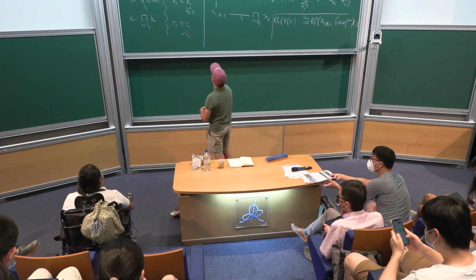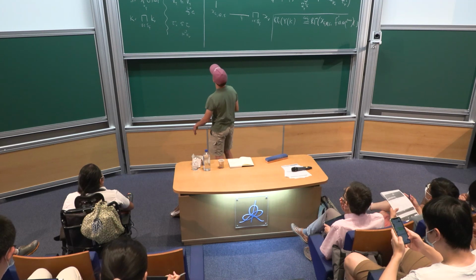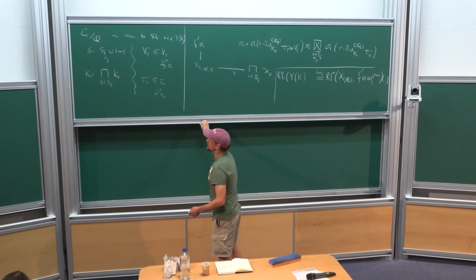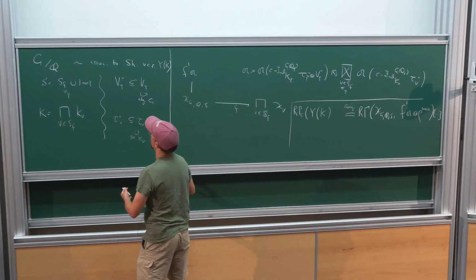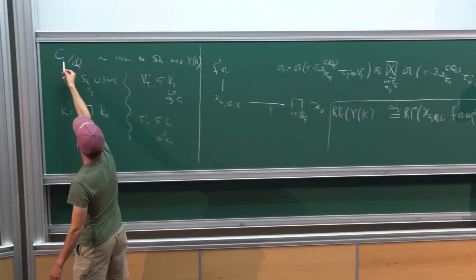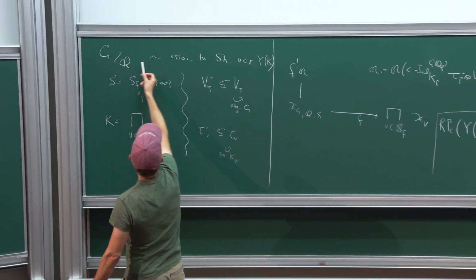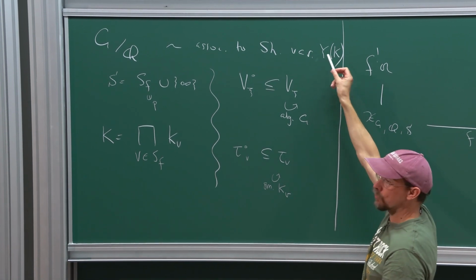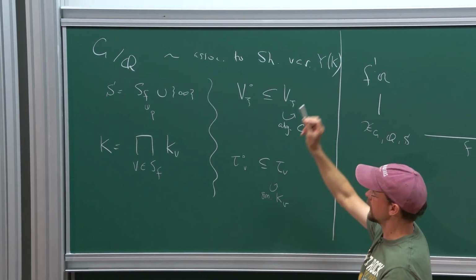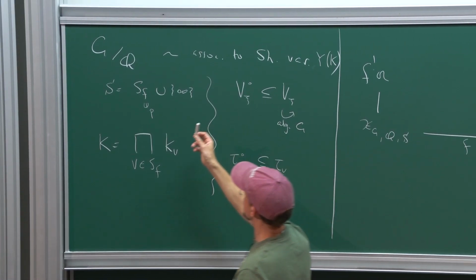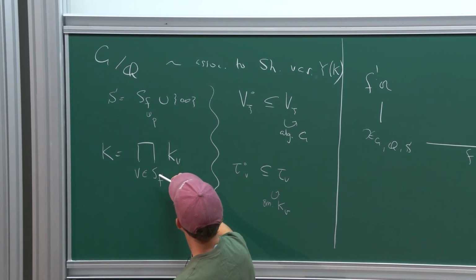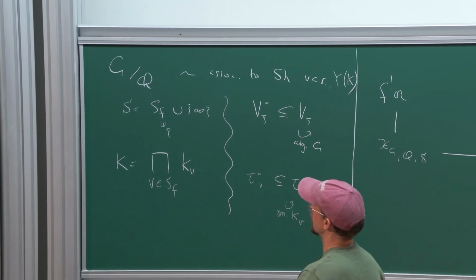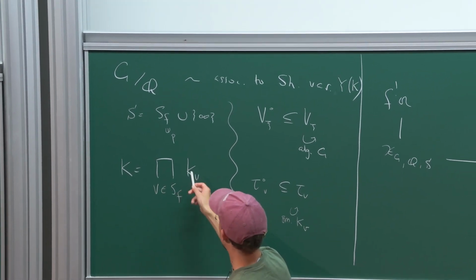What's on this board is a summary of the previous lecture. So there's an algebraic reductive group G over Q associated to a Shimura variety, which will be called Y of some level K. The level K involves some primes, and we'll always have p in the level. And so the level is a product of these K_v.